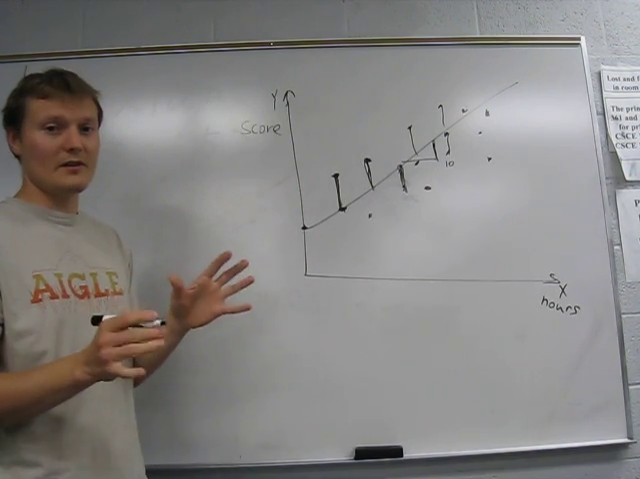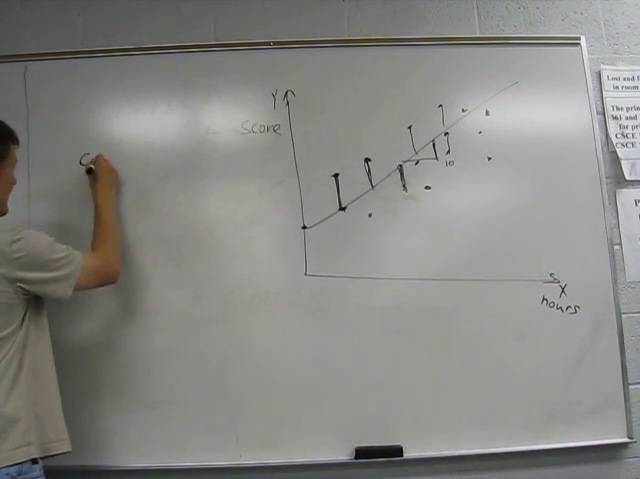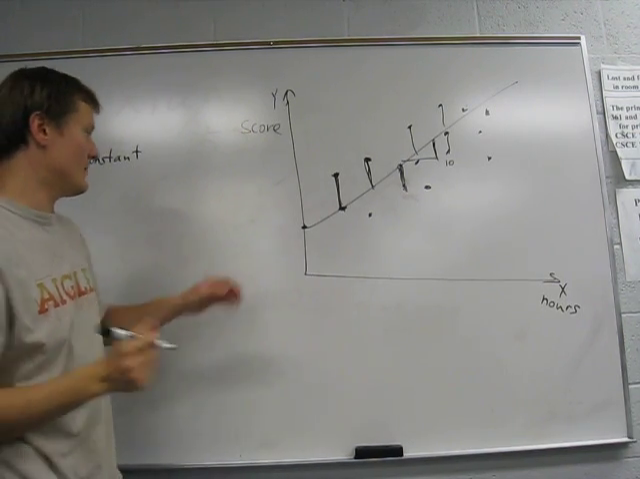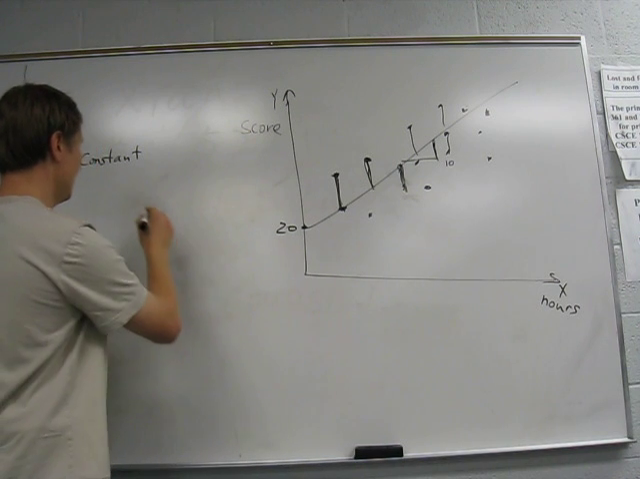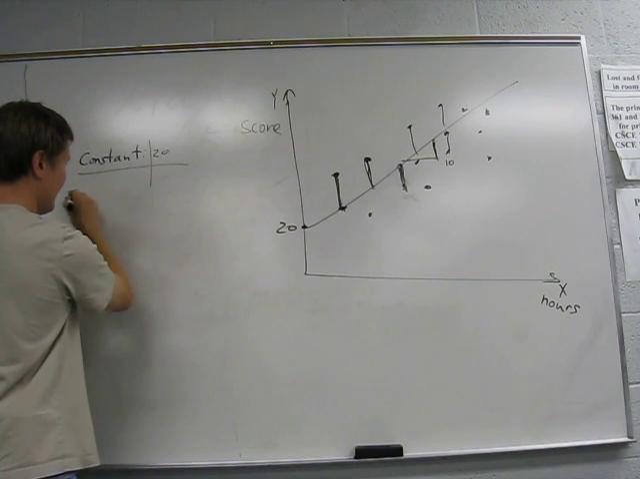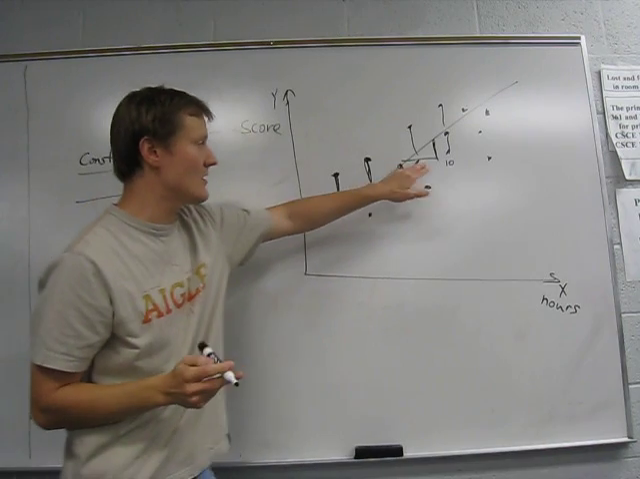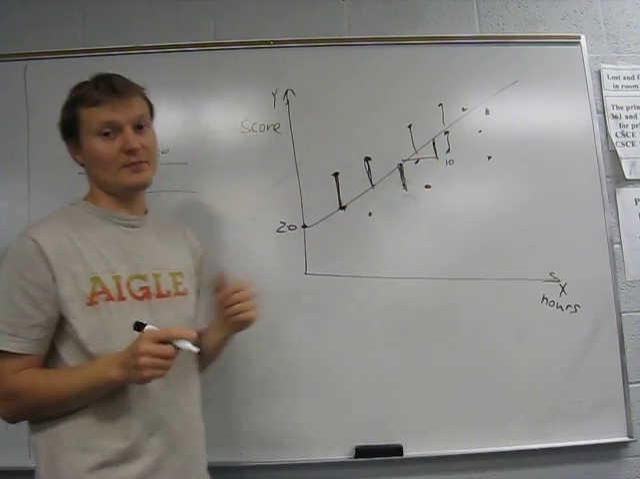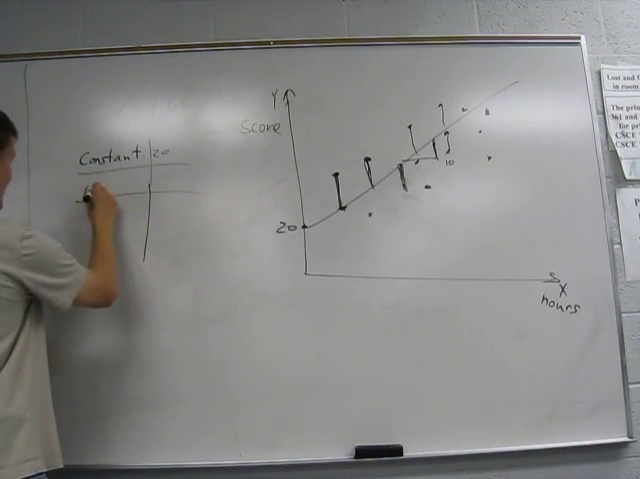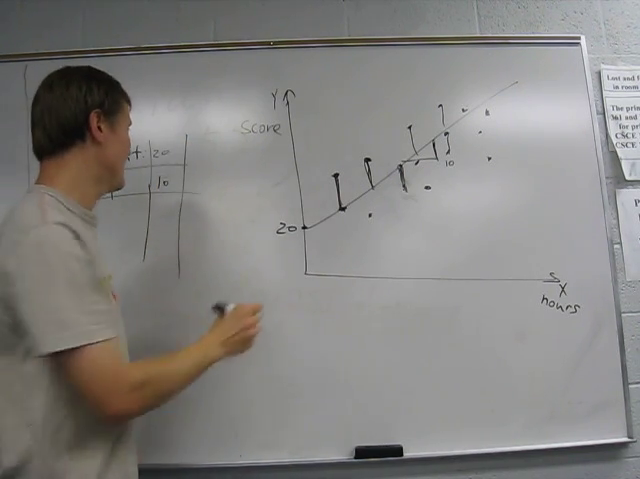So any program will give you something like this. They will give you a constant, or an intercept, and it's going to be 20. It will also give you a coefficient. This coefficient is the slope we had in the previous part. That was the beta. So this was 10.